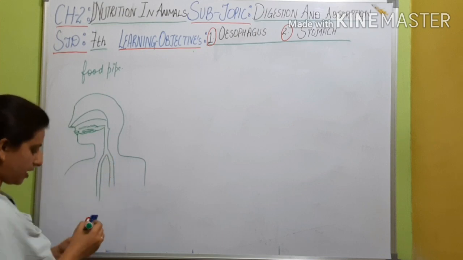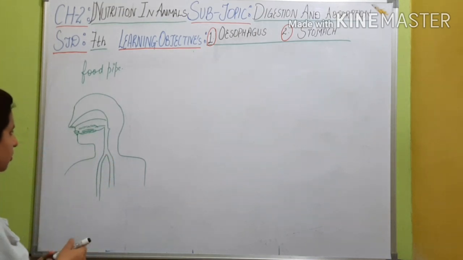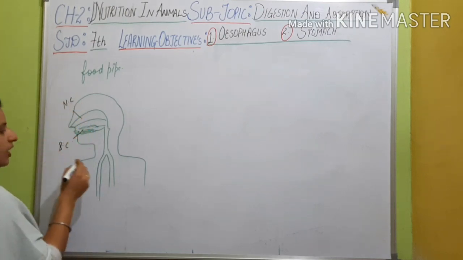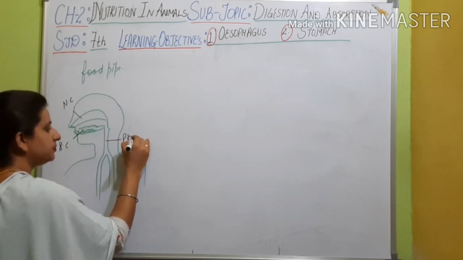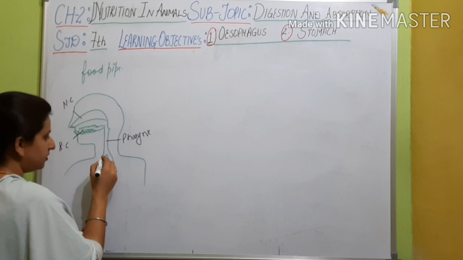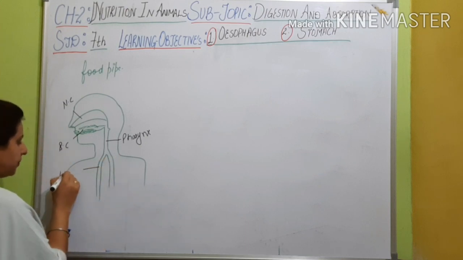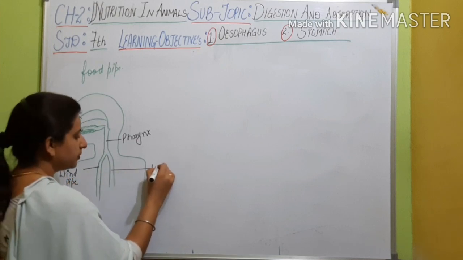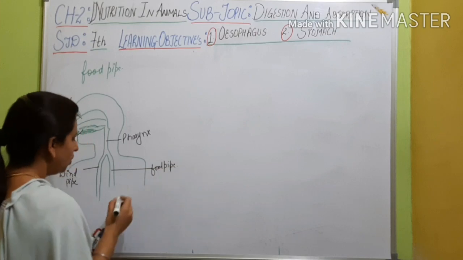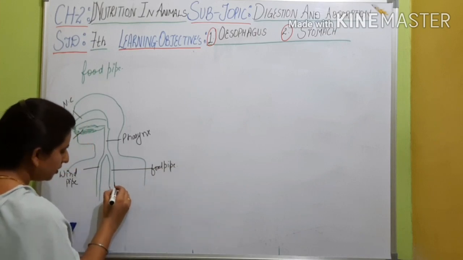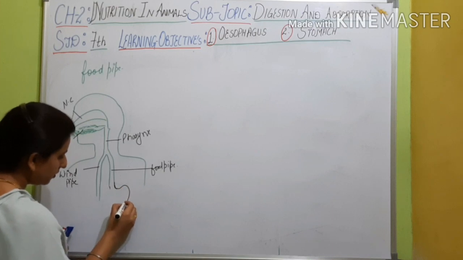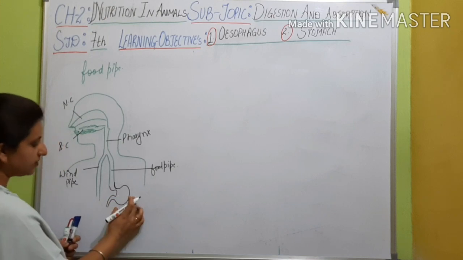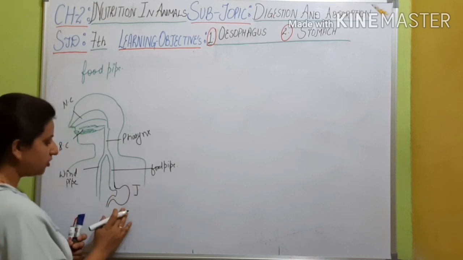so we had drawn this diagram previously also. So this is your nasal cavity, we know that. This is your buccal cavity and this is your pharynx, and this is the windpipe, and this is the food pipe. Also this food pipe ends up into a pouch like structure, and this is a J-shaped structure, and this is called the stomach.